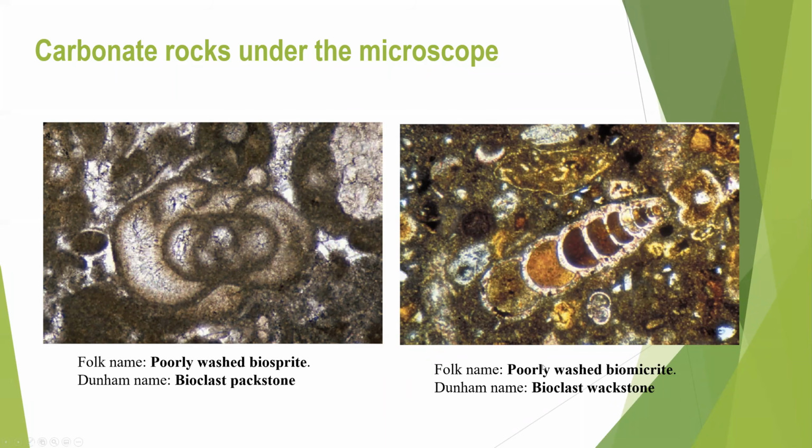And this one is poorly washed biomicrite. We can see micrite here. We can see bioclasts in this part. In this part, most of them are pelagic. And the Dunham name is bioclast wackestone.